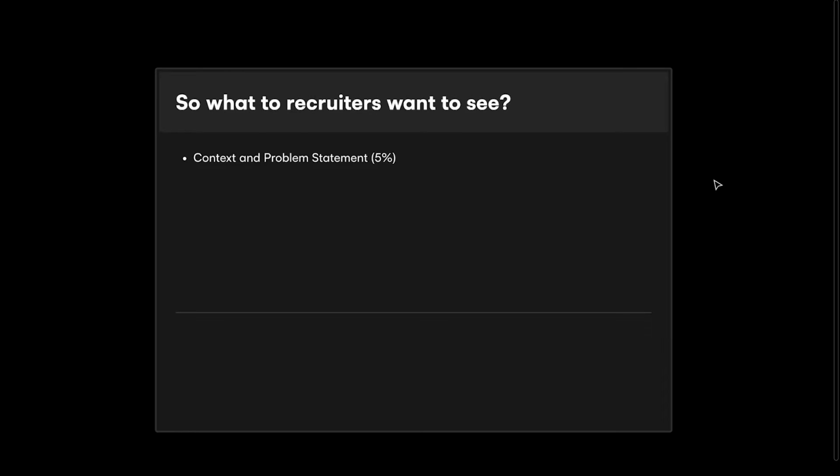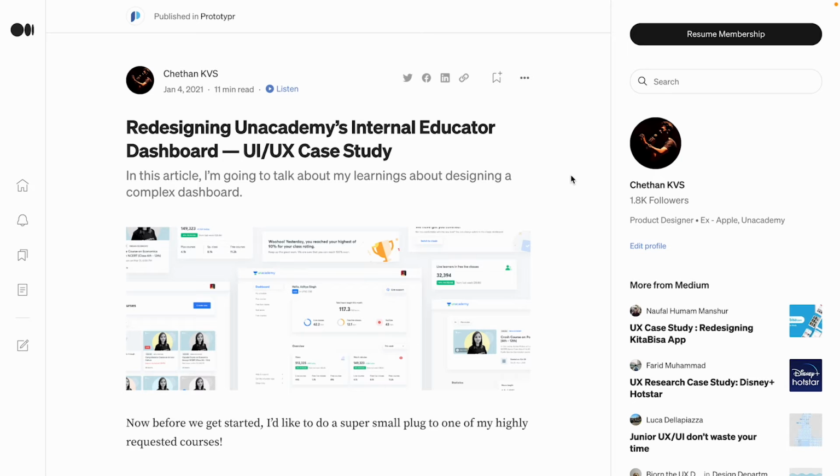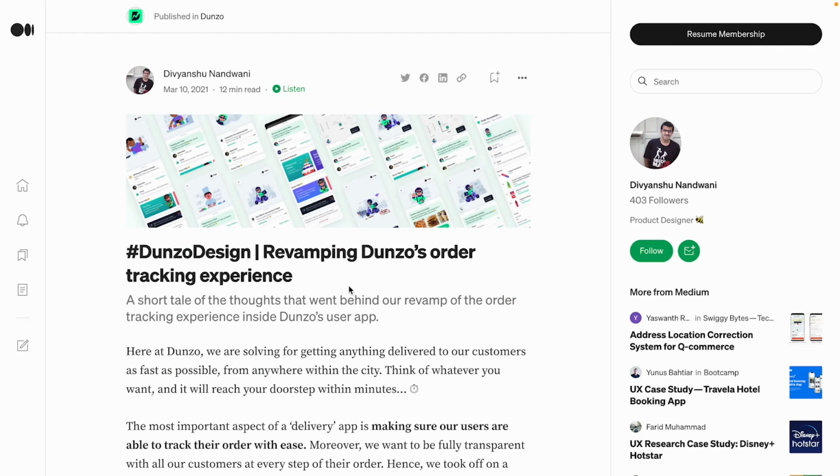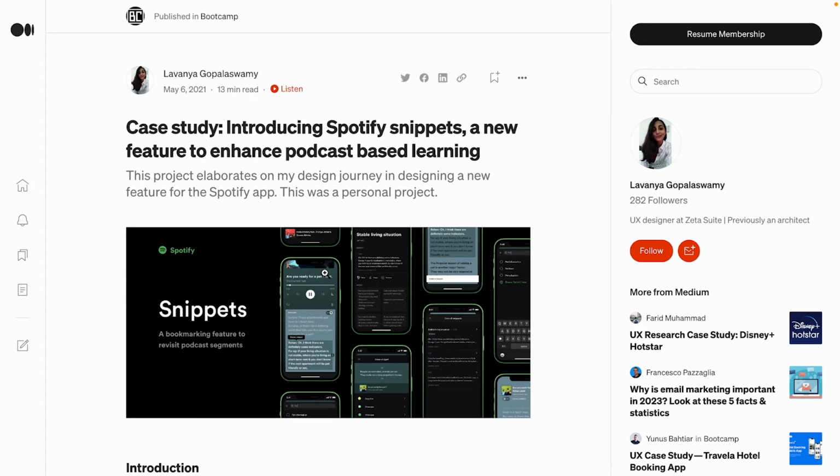If I go back to Chrome, this project that I worked on was designing an entire product from scratch, right? It wasn't just a redesign. It was building a brand new product from scratch. The second case study was revamping a particular feature, right? It's not even a feature, I would say. It's as it says, revamping Dunzo's order tracking experience, right? It's just a flow that was revamped. Third one, introducing a brand new feature into Spotify.